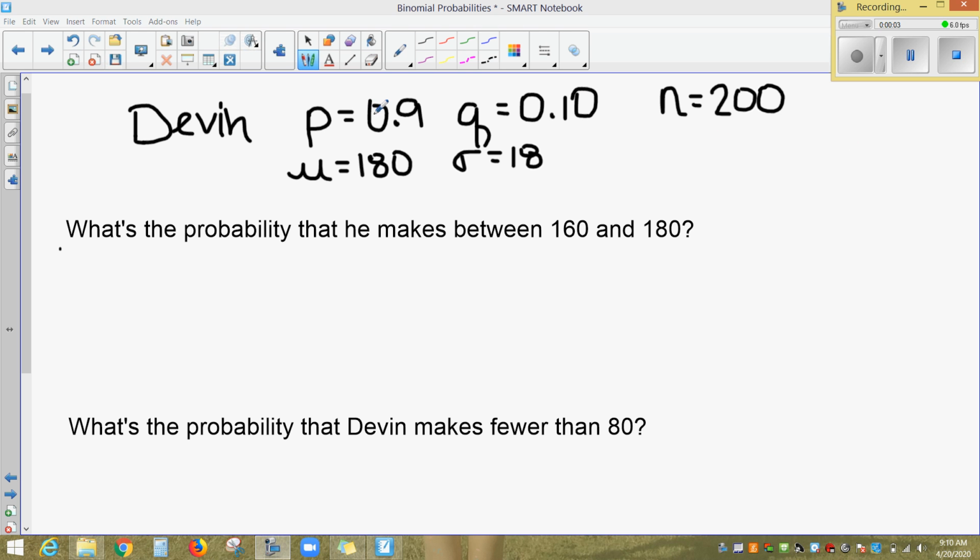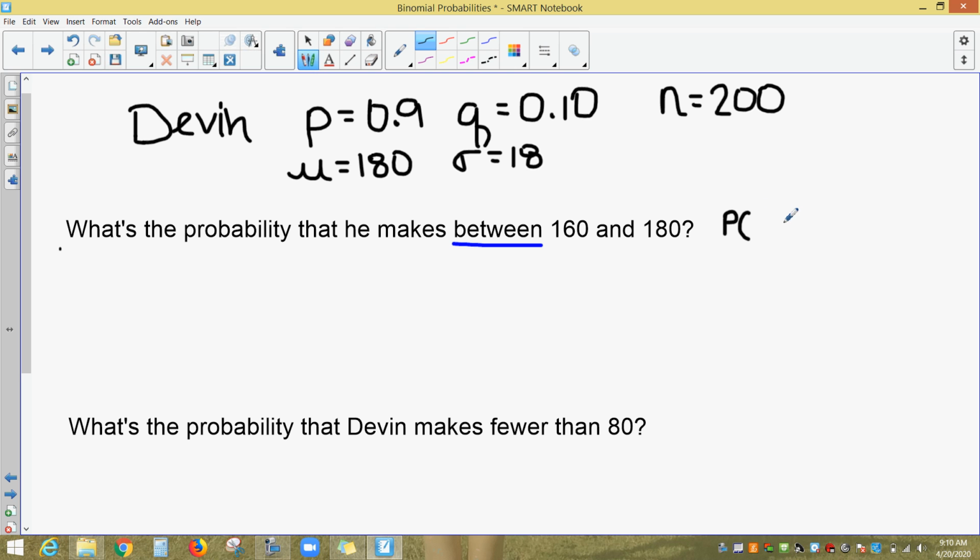Alright, so when we left off, Devin was shooting free throws, making 90% out of the 200 that we were going to have him shoot. The mean value of that would be 180. Now, when we're using normal approximation to the binomial, our wording here is extremely important. When we see words like between on our paper, that means we're not including those numbers. If I'm between 160 and 180, then that means I'm talking about making 161 of them to 179.